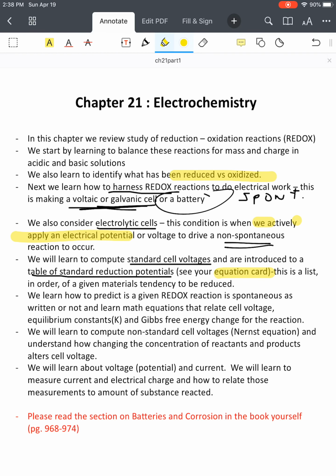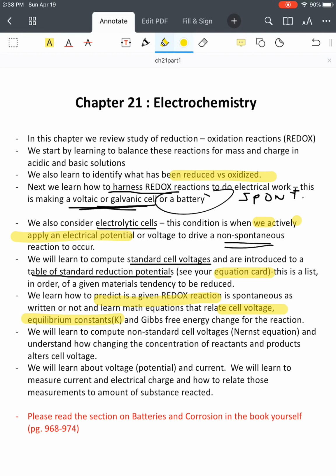Then we're going to be able to predict whether or not a given redox process is spontaneous or not. We can actually do that from the standard cell voltage. It's very, very easy as it turns out. And that standard cell voltage is going to tell us a little bit about what the value of the equilibrium constant or the Gibbs free energy change for the reaction is. There's some equations that we can use to interrelate those three things. We'll talk about that. We're going to talk about another equation.